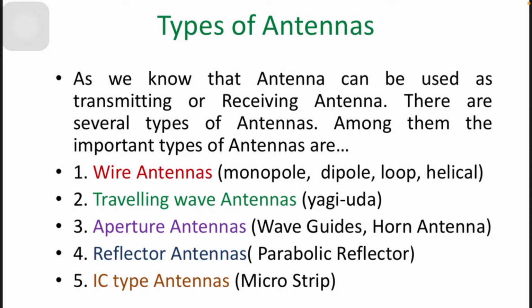Here wire antennas have monopole, dipole, loop, and helical. Traveling wave antennas are like Yagi-Uda, aperture antennas are like waveguides and horn antenna, reflector antennas are like parabolic reflector, and IC type antennas like microstrip.